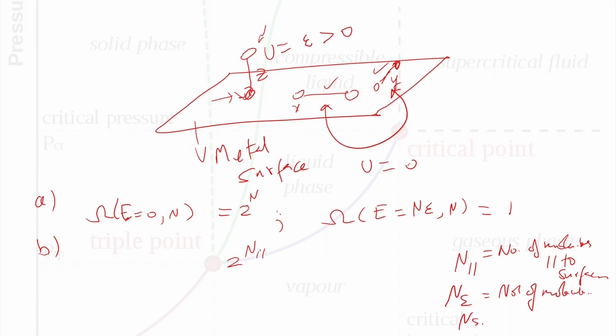So, n epsilon plus n parallel is capital N, which is fixed. So, the general case will involve 2 raised to n parallel, the number of molecules lying flat. It is 2 raised to n parallel for the number of ways in which you can rearrange those molecules. Remember that each molecule is distinct, so they are all labeled. Every molecule is different and you know which molecule is which.